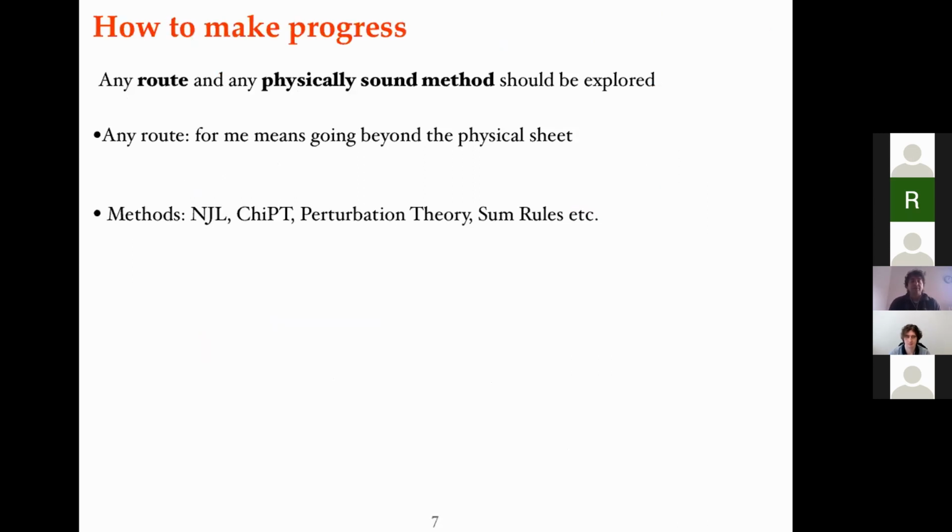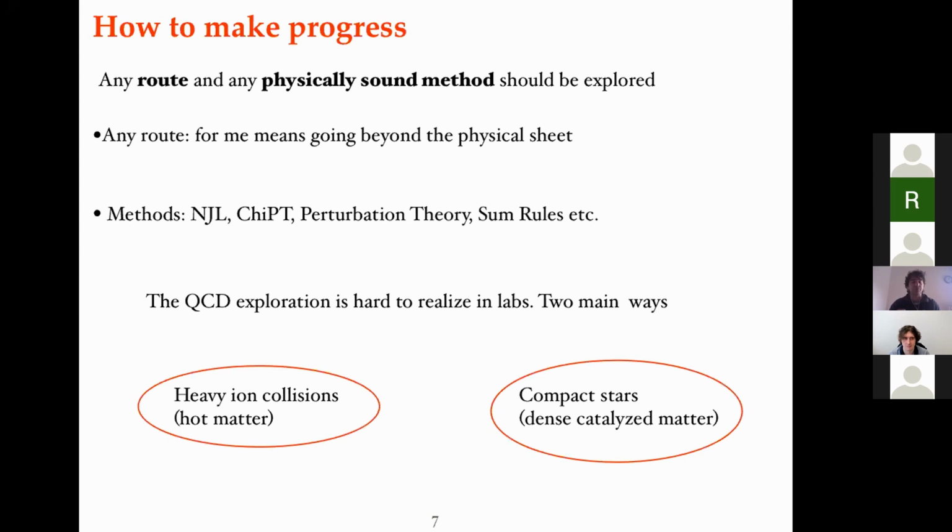How to make progress? In my opinion, any route and physically sound method should be employed, and this is done, for example, if you change the pion mass, or if you use extraordinarily large magnetic fields, and somehow you go beyond the physical sheet, I mean, what is realized in nature. And this is really helpful. The other point is which methods you can use. Certainly Nambu-Jona-Lasinio-like methods, or chiral perturbation theory, and whatever you think is appropriate for describing matter. And it is helpful to make progress.